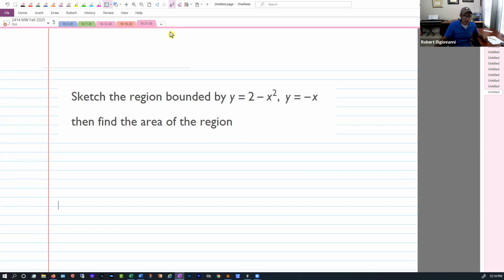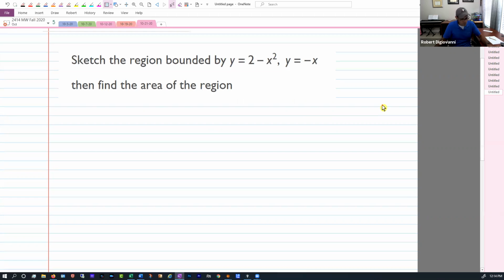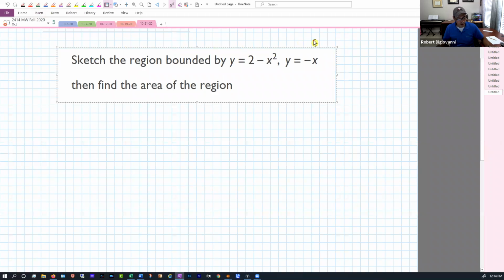So let's look at them. We're gonna sketch the region bounded by these two curves, and then we're gonna find the area of that region. All right, so let's do it. So I'm gonna start off with just a general picture here. Y equals 2 minus x squared. Let's start with that one.